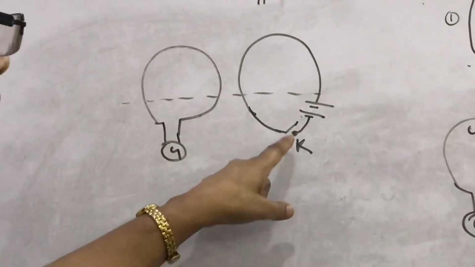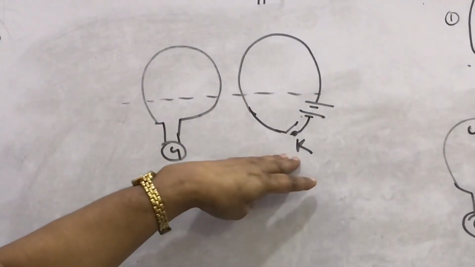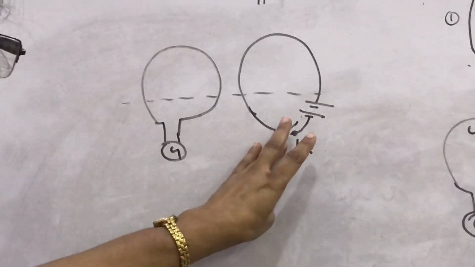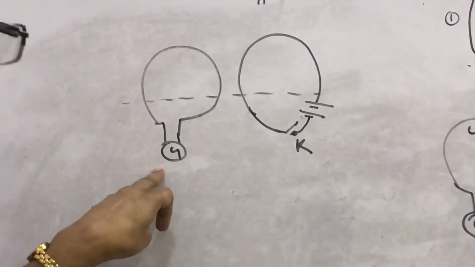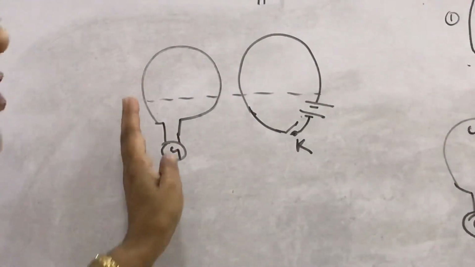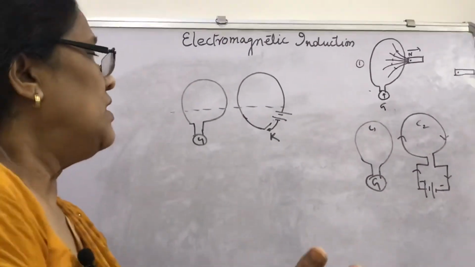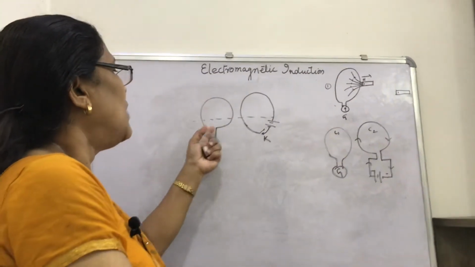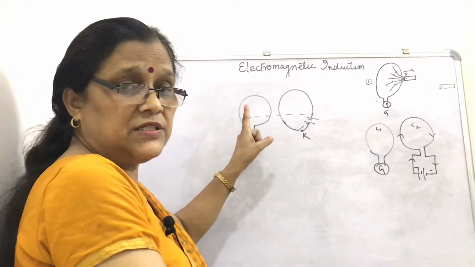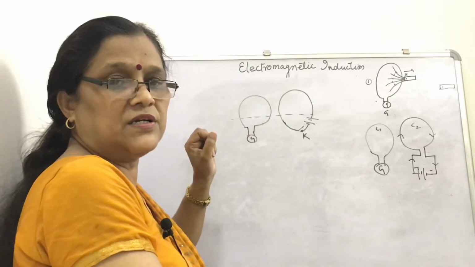And when this tapping key is switched off, it is released. As soon as this key is released, again a momentary deflection is found in this galvanometer, but in the opposite direction. What these experiments show is that whenever the magnetic field linked with a closed circuit changes, induced EMF is produced in this circuit.